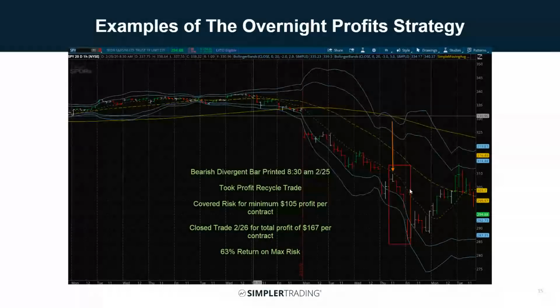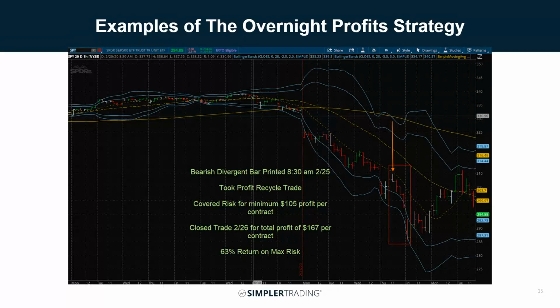So here's another example of this strategy. This is on SPY on an hourly chart. I got the signal right within that first hour of open, took a Profit Recycling 2.0 trade, and covered my risk for a minimum of a $105 profit per contract.